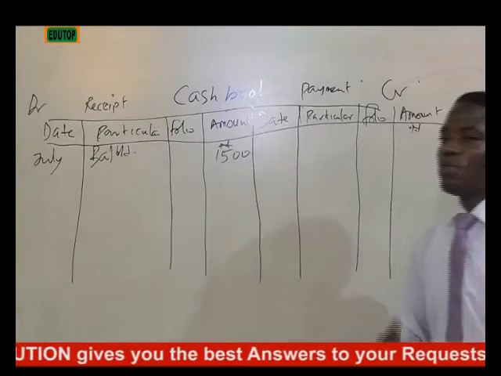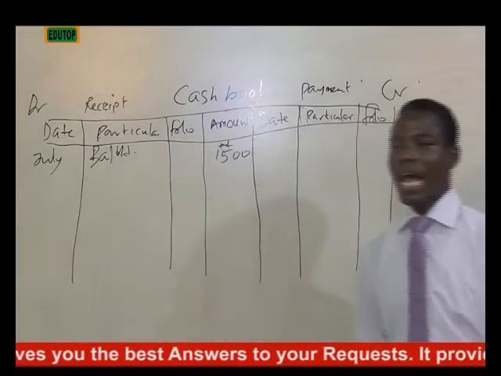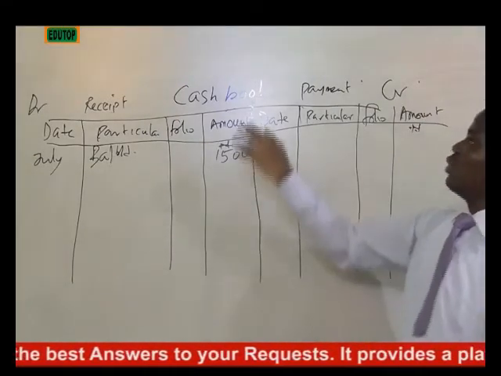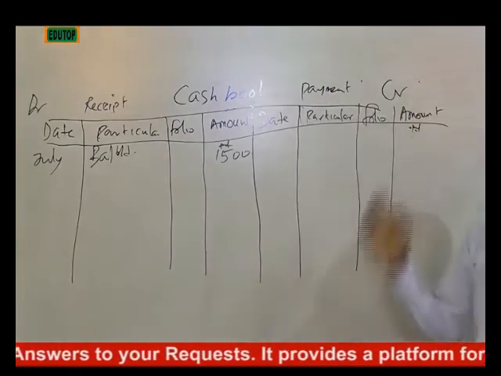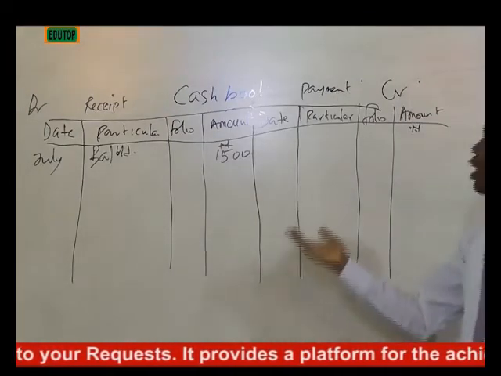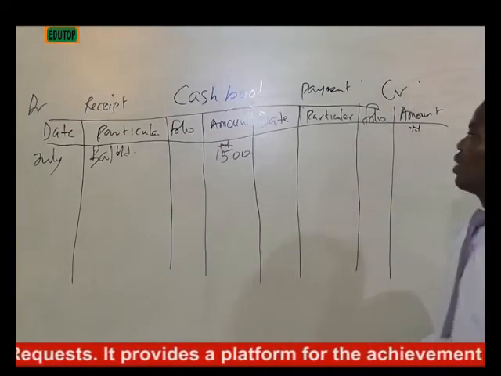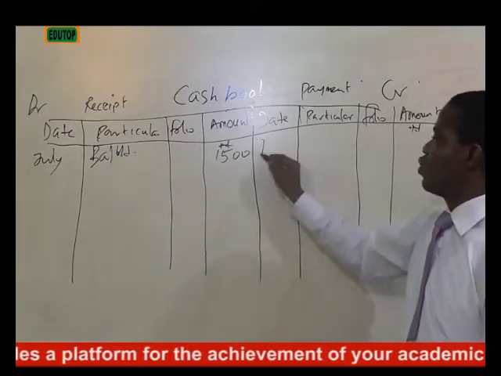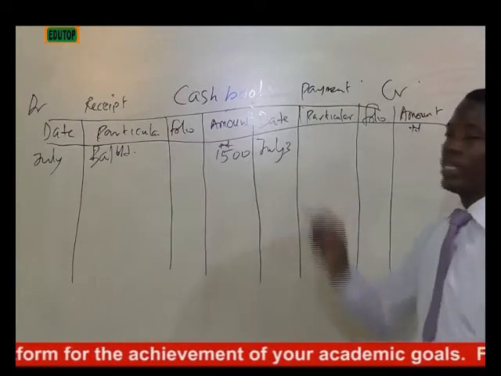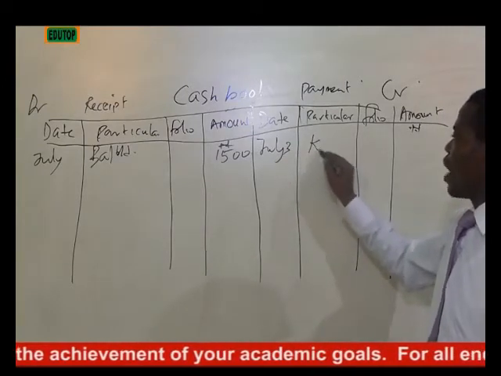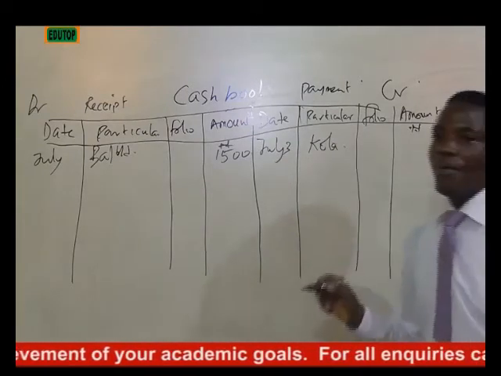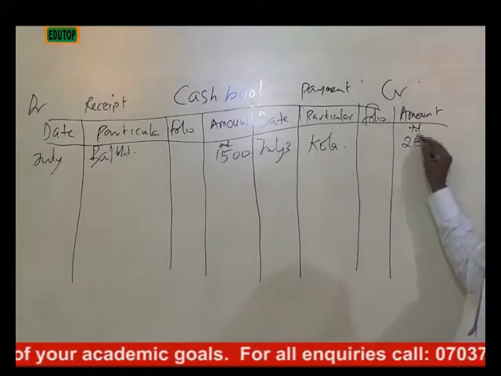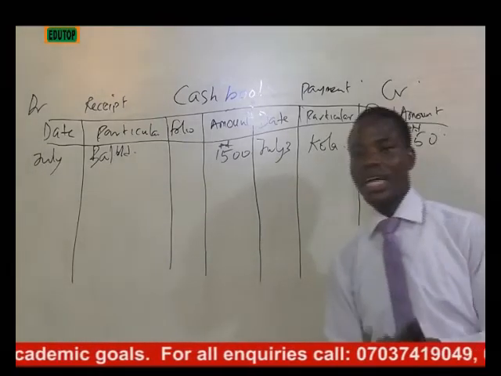Then January 3, cash to caller. This is telling us that we paid cash to caller, so we pay some amount into caller's account. The money is going out, so it has to be posted on the credit side. Date is July 3. The particular will be caller. How much? 250 naira.